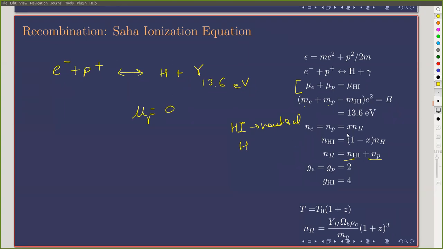And then if the ionization fraction is X, then you can say the number density of electrons is equal to the number density of protons, which is this fraction. And the number density of neutral hydrogen is instead 1 minus X times the total number density.